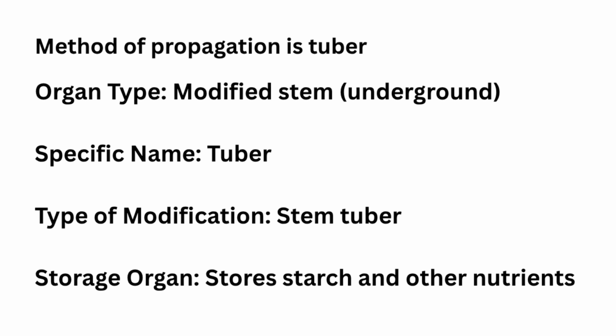So the method of propagation, or the propagative structure, is the tuber. Organ type is a modified stem, which is found underground. Specific name is tuber, like I mentioned before. Storage organ is the tuber. It stores starch and other nutrients.